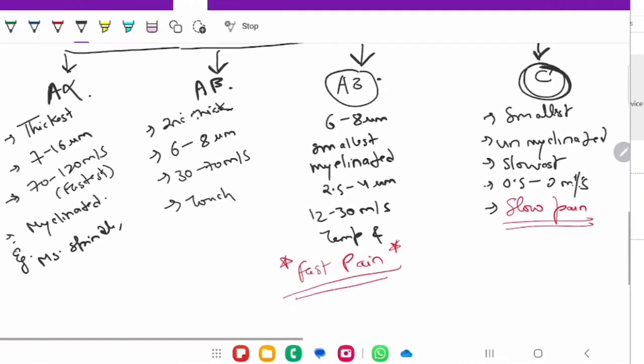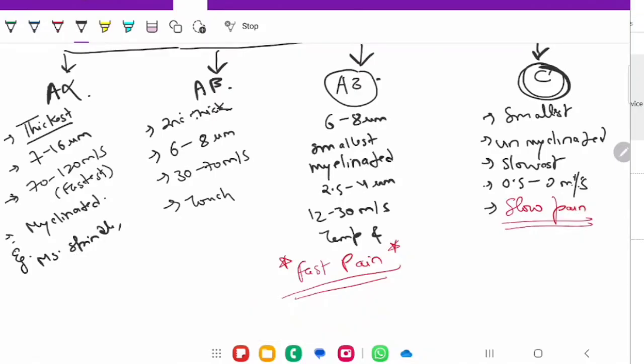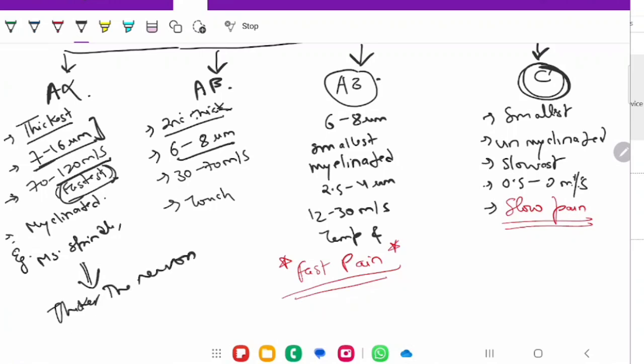Now A alpha and A beta I will cover first. A alpha is the thickest and A beta is the second thickest. A alpha is the thickest with a diameter of about 7 to 16 microns, whereas A beta is 6 to 8 microns. A alpha, because of its thick diameter, can conduct electric impulses at a larger rate, which is why they are the fastest fibers. So that should automatically make a concept in our head: the thicker the neuron, the faster the impulse.